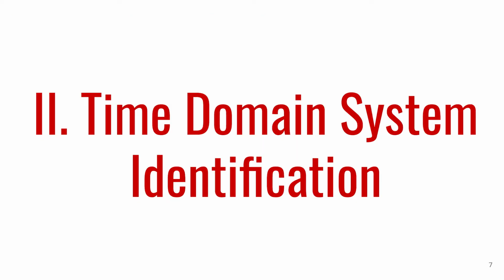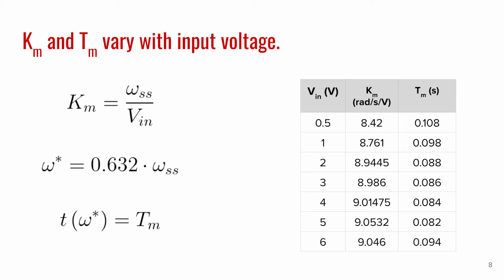So part 2 is the time domain system identification. Here we have our Km and Tm values varying with voltage inputs, and Km is the motor gain constant, Tm is the motor time constant, and you can see Km increases and Tm decreases as voltage increases, with some variation, especially in the lower voltage region. Both of these values are probably most affected by friction.